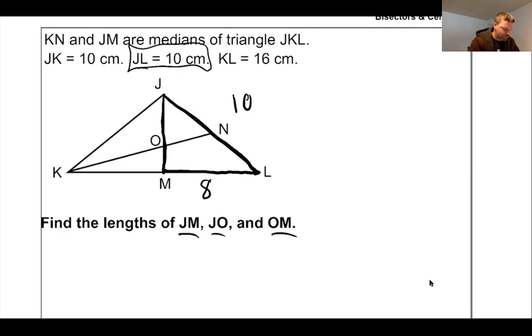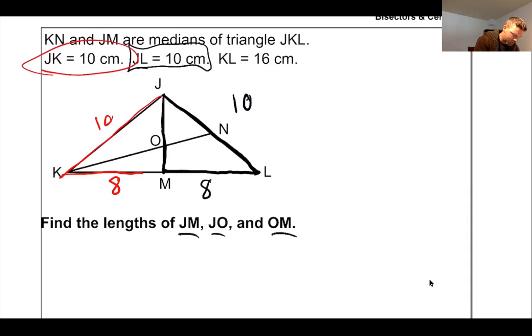And I've got that triangle there. It would be really tempting to say it's a 6, 8, 10 triangle, right? It's a right triangle and that whole length is 6, but I don't know that for sure yet. All I know is that this one's 10, that one's 8. On the other side, since this whole thing was 16 and M was a midpoint, this would be 8. And JK was given to be 10.